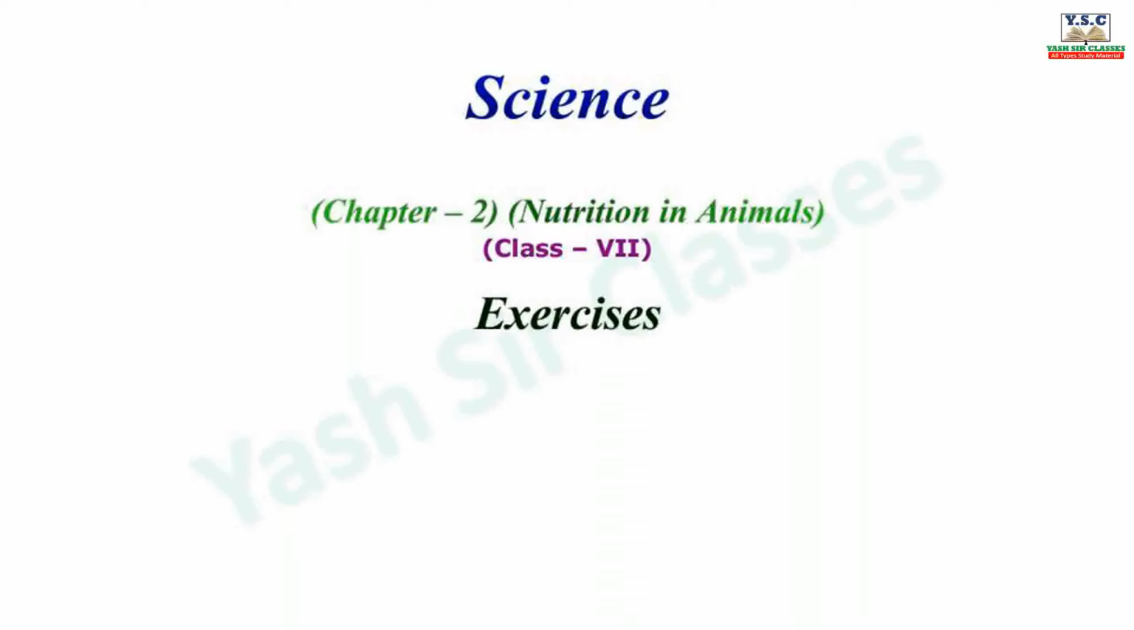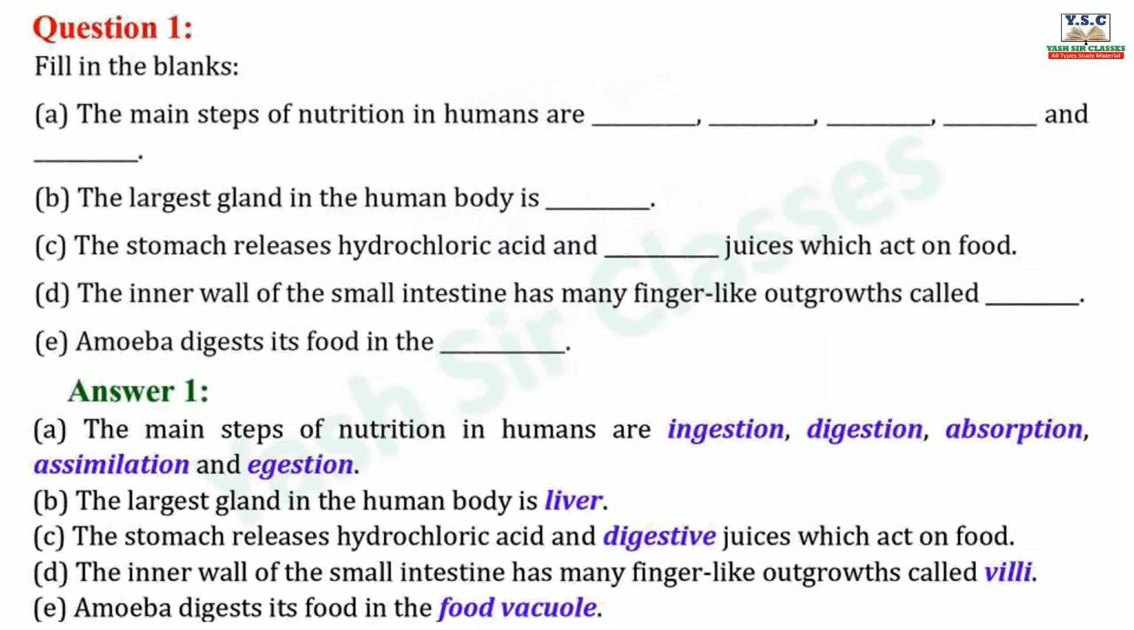Science Chapter 2, Nutrition in Animals, Class 7, Exercise. Chapter 1, fill in the blanks. A. The main steps of nutrition in humans are ___. B. The largest gland in the human body is ___. C. The stomach releases hydrochloric acid and ___ juice which act on food. D. The inner wall of the small intestine has many finger-like outgrowths called ___. E. Amoeba digests its food in the ___.